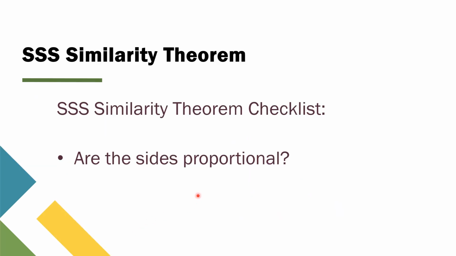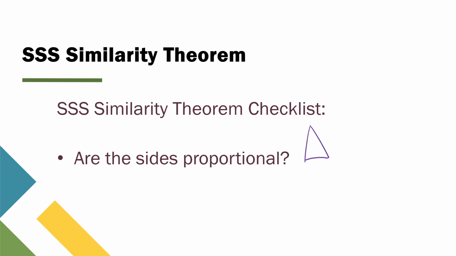Okay, so side-side-side similarity theorem. I accidentally put these out of order, so on the last slide I put side-angle-side similarity theorem first, and then here I accidentally switched the order, so that was my bad. But for the side-side-side similarity theorem, we just had one thing that we had to check, and that is, are the sides proportional? Now you do have to check that for all sides, right? So there's going to be 3 sides of each triangle.